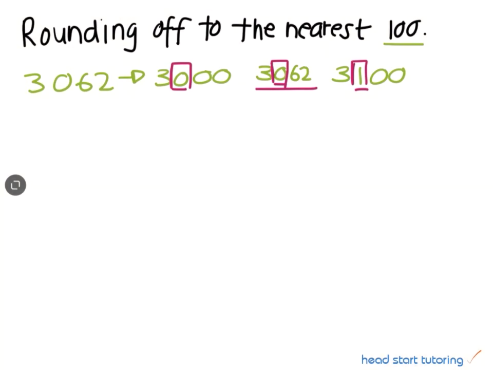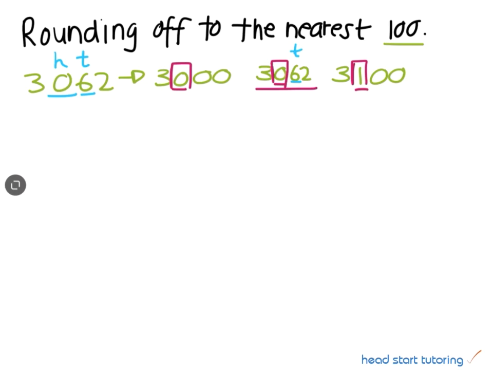And again, we look at the place value to the right of the place value that we are rounding off to. So we are rounding off to the nearest 100, so we need to have a look at our tens. So let's look at our tens, which is 6 in this number 3062.